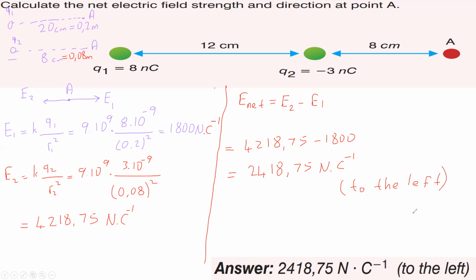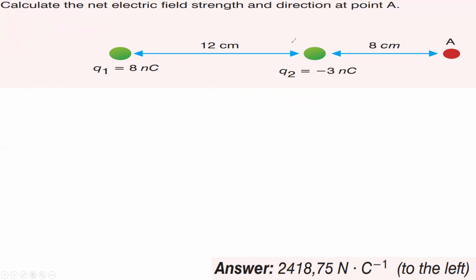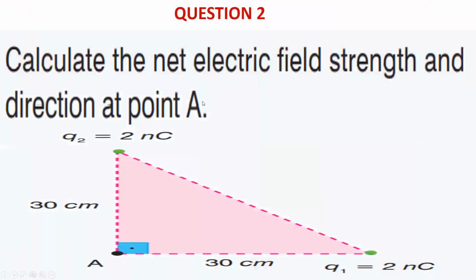I hope everything is fine. If you have any question, you can ask me. So this is our answer for question 1. Today's question 1 we have done. Let's continue with the next question. Question 2 is coming now. Question 2. Calculate the net electric field and direction on point A.